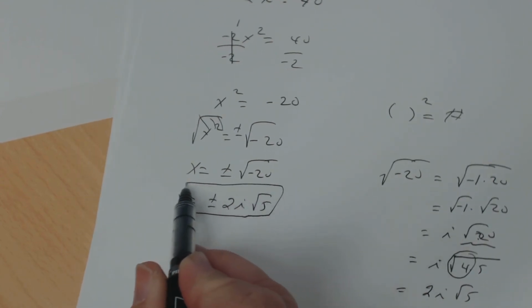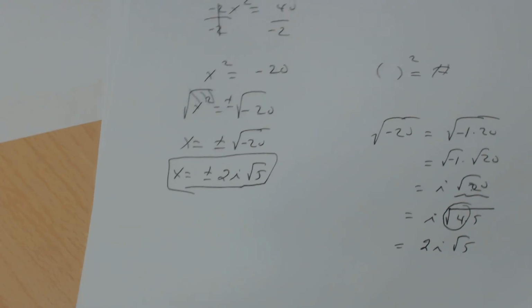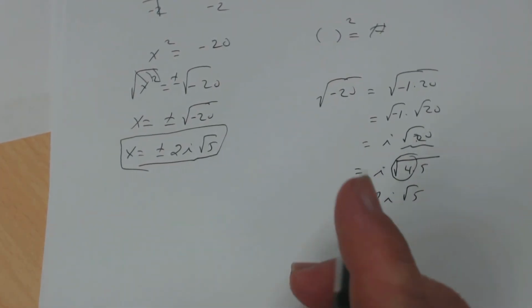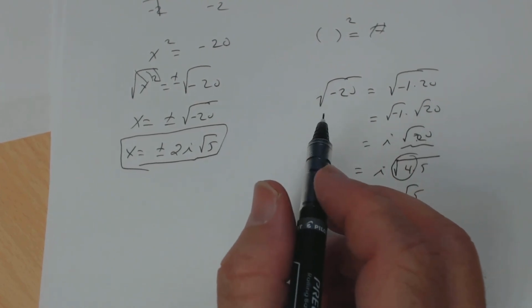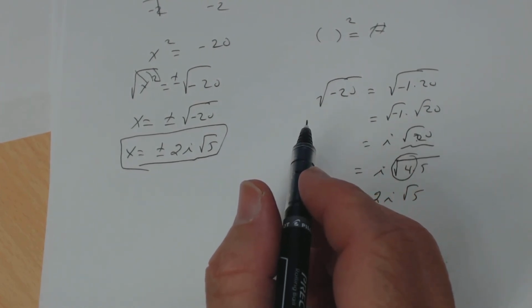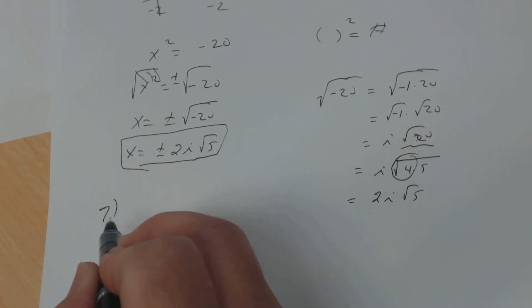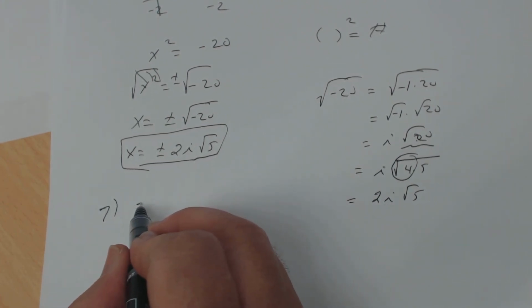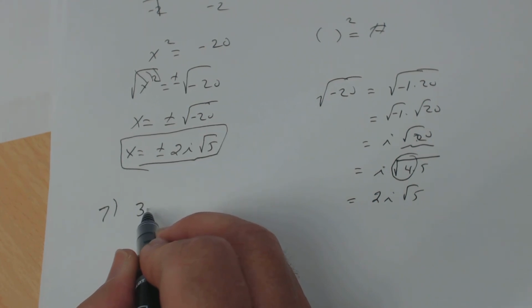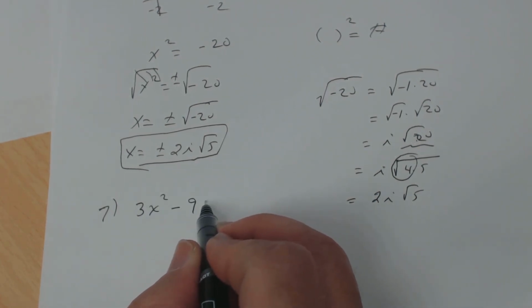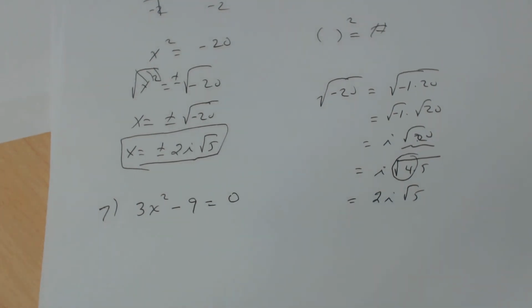All right, so that's what I get. Let's do one more. Suppose you had 3x squared minus 9 equals 0. 3x squared minus 9 equals 0.